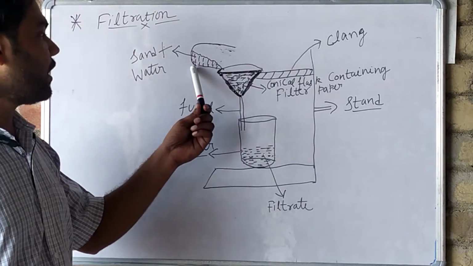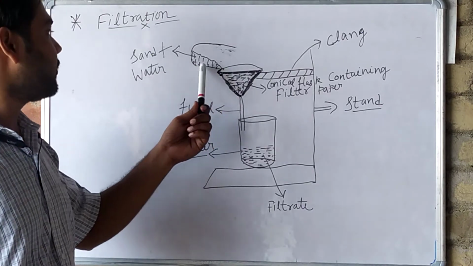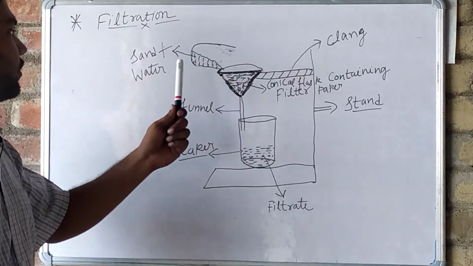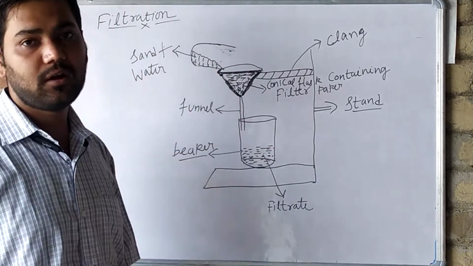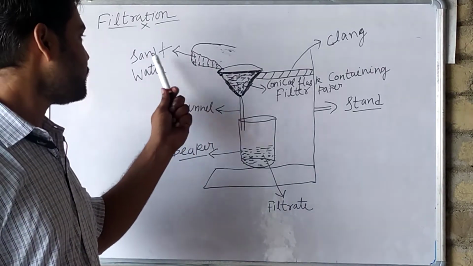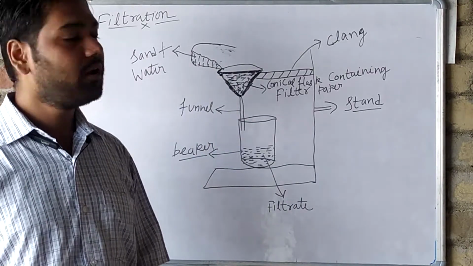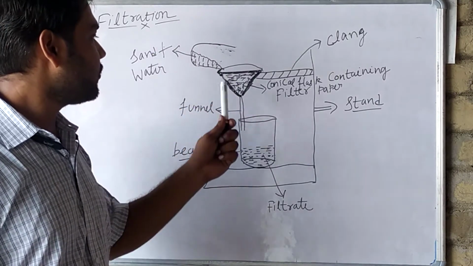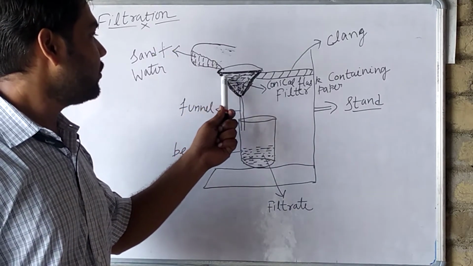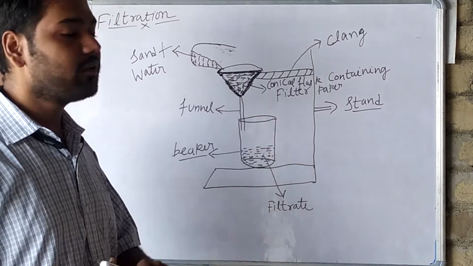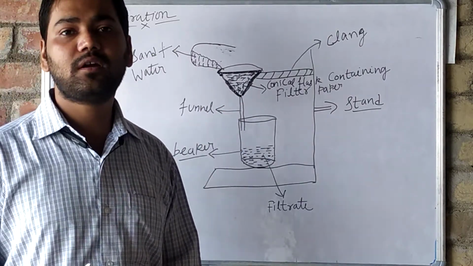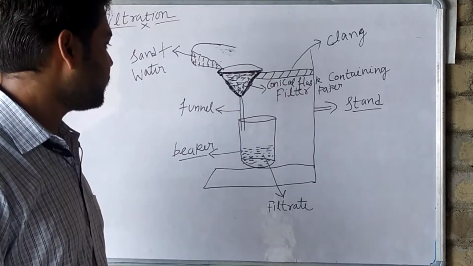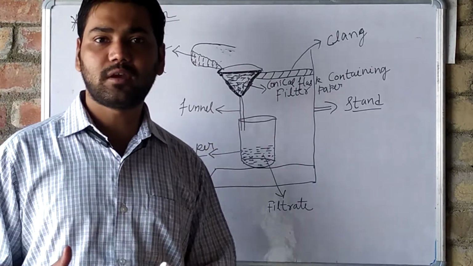Now we have another beaker, and that beaker contains sand plus water. So it is a mixture, a mixture of sand and water. Through this beaker we are pouring that solution slowly onto the filter paper. So this is the whole setup.